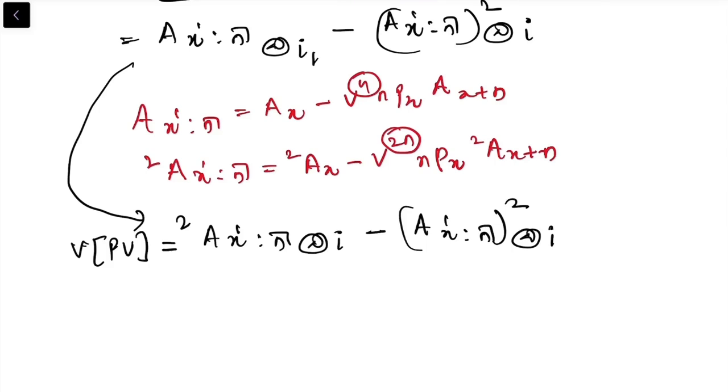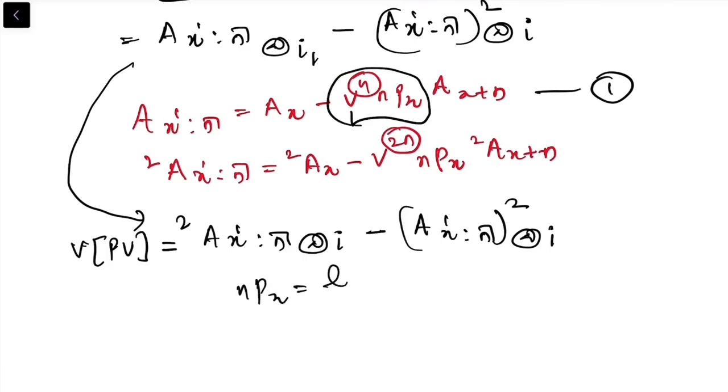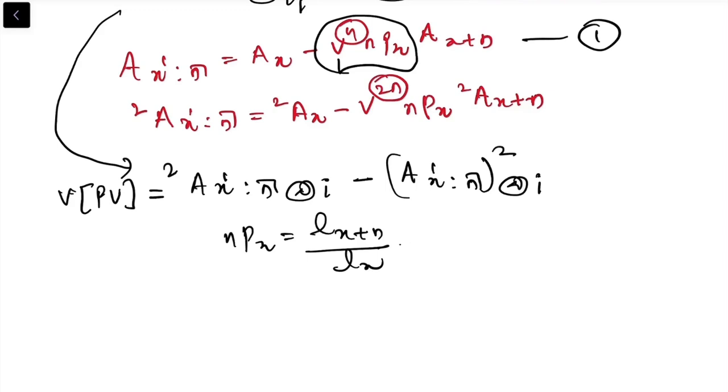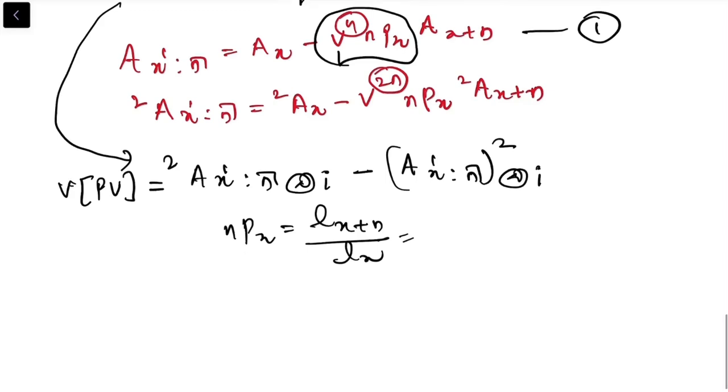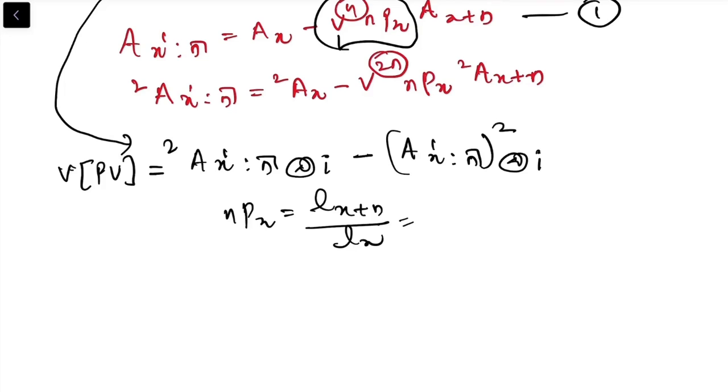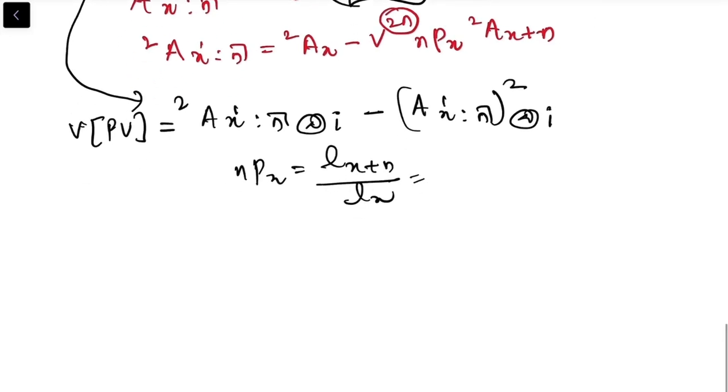Now let's look at a few more notations. In this equation we can see that although we can calculate this term separately, that is _np_x is nothing but L_(x+n) divided by L_x, we have to look at a few more values from the table, which can be tedious. So in the table we are given different notations, so let's look at that, and this will simplify our calculation.